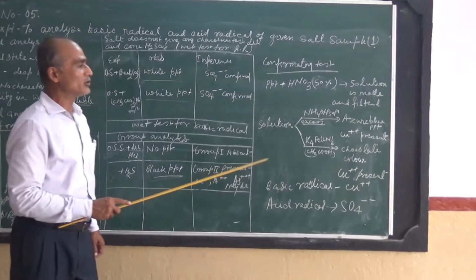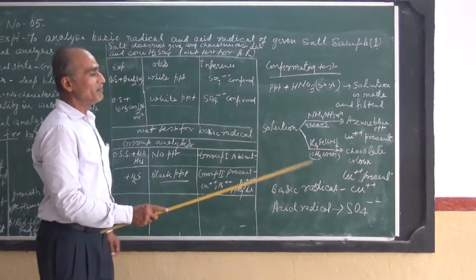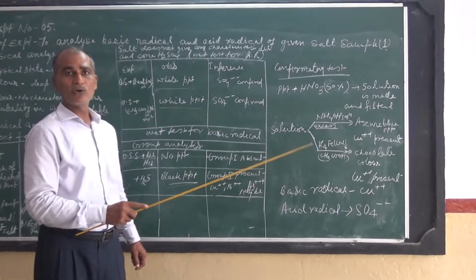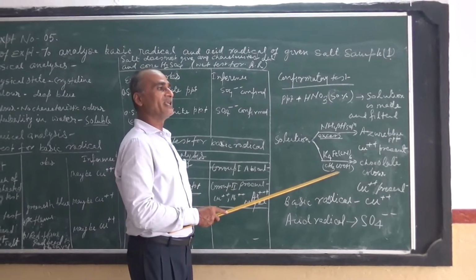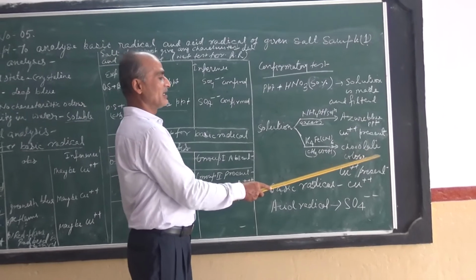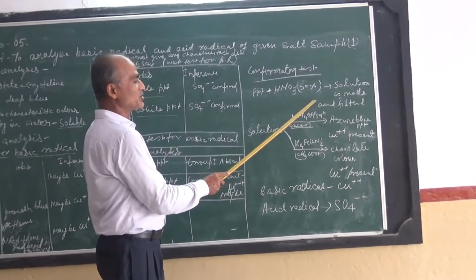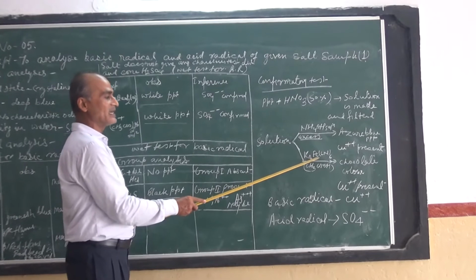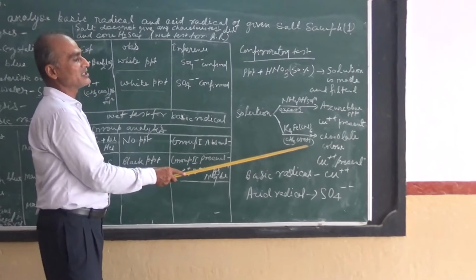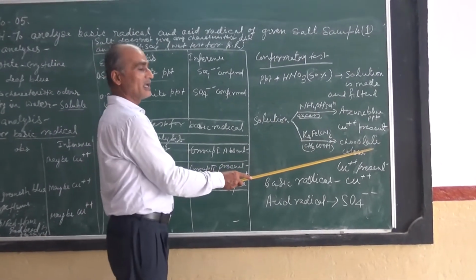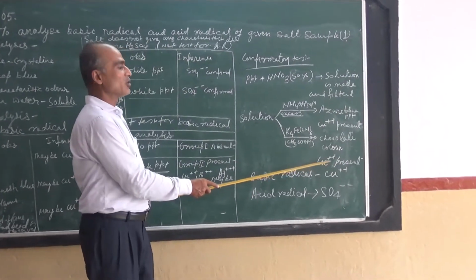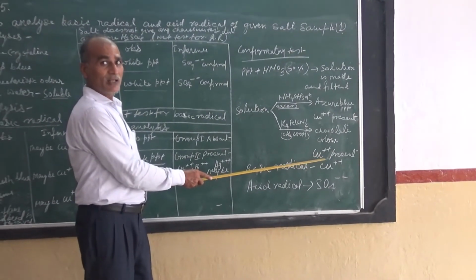A second test we can also do. In the second part of this solution, we will add potassium ferrocyanide, that is K4Fe(CN)6, in the acidic medium of acetic acid. Then again we will get a chocolate colored precipitate. That will again confirm that the given salt is a cupric salt.